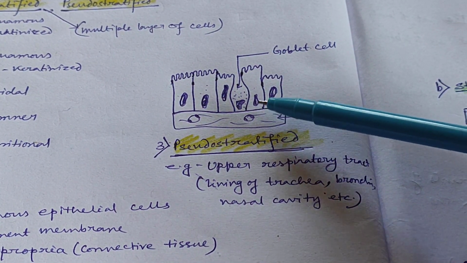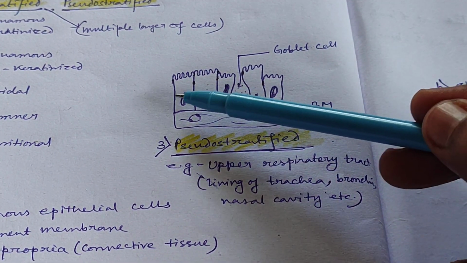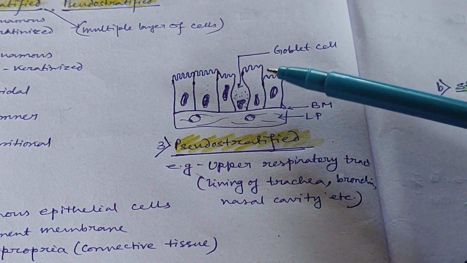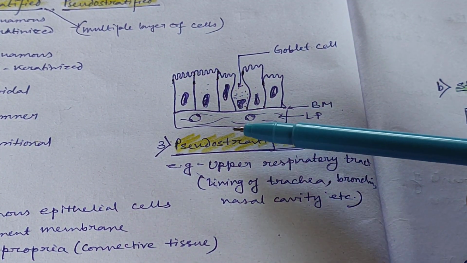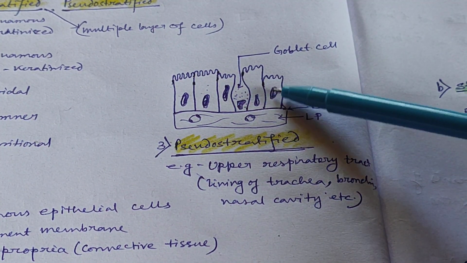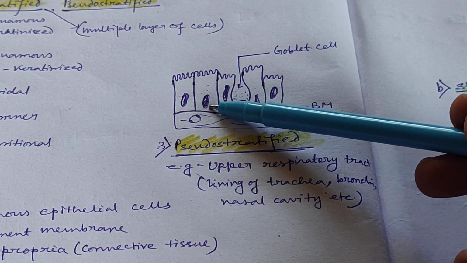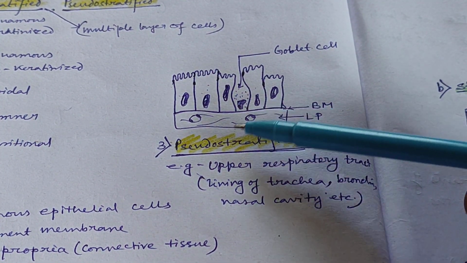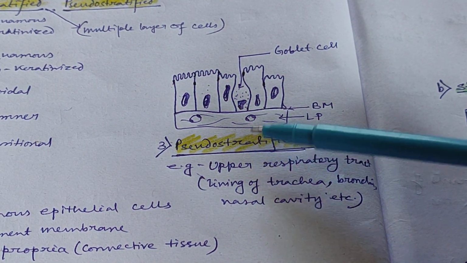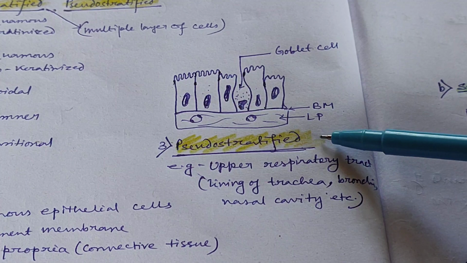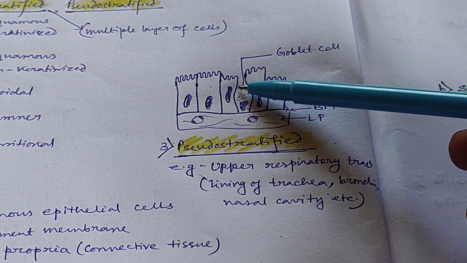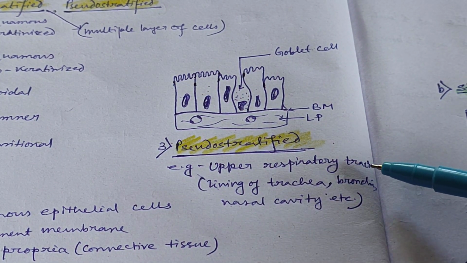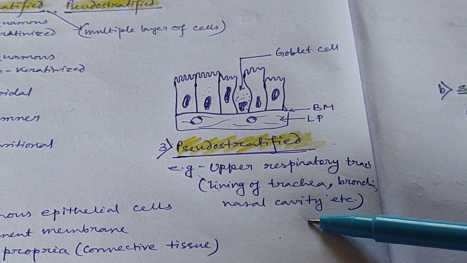So whenever you are seeing through a microscope, you are seeing that the nuclei are present at different levels. So you are assuming that there would be various layers of cells over the basement membrane, but actually there is only one layer of cells, okay, but their nuclei are at different positions. That is why this type of epithelial tissue is known as pseudo-stratified epithelial tissue. And here you can also find goblet cells which secrete mucus. They are mainly found in the upper respiratory tract, okay, that is the lining of trachea, bronchi and nasal cavity.